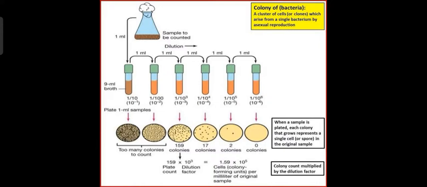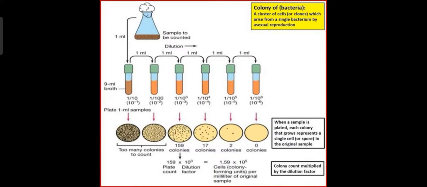In the plating method, we have to dilute the sample to be counted. We can do it by conducting serial dilution of the sample to be counted. For this, we have to take 1 ml of the sample to be counted and add it to a test tube containing 9 ml of saline labeled as 10 raised to minus 1. Then from that tube, we have to transfer 1 ml of sample to the 10 raised to minus 2 tube. The same thing we have to repeat for all the tubes.